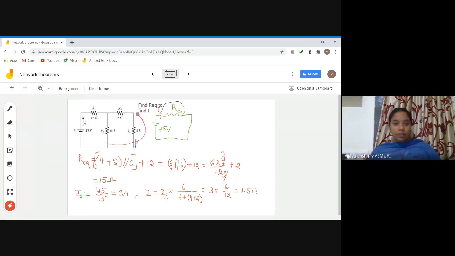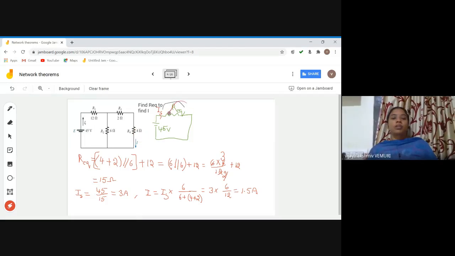If you can reduce this complete set of resistors into one equivalent resistance, then this circuit becomes like this. The voltage value is 45 volts and the current coming from the source is IS. Why we are doing all this is we need to find the source current. Once you find the source current, then you can find the current flowing through 4 ohms. R equivalent is the series combination of this, in parallel with 6, in series with 12. That is what I wrote: 4 plus 2, parallel with 6, shown in square brackets, in series with 12 ohms.